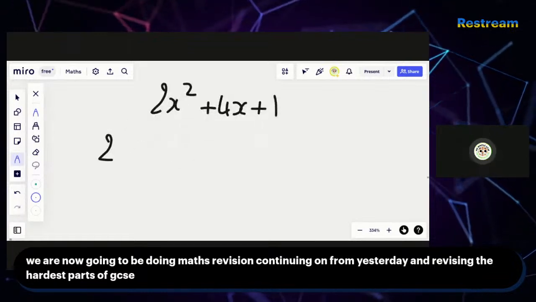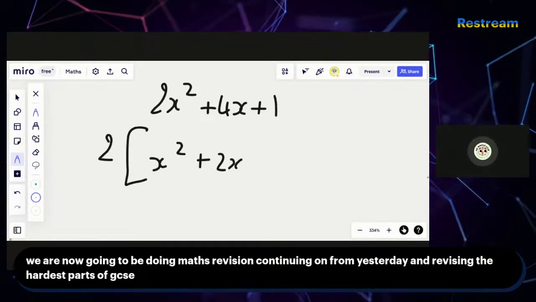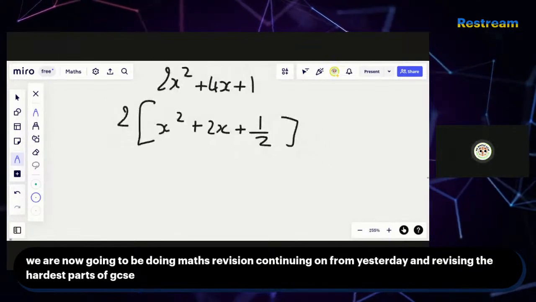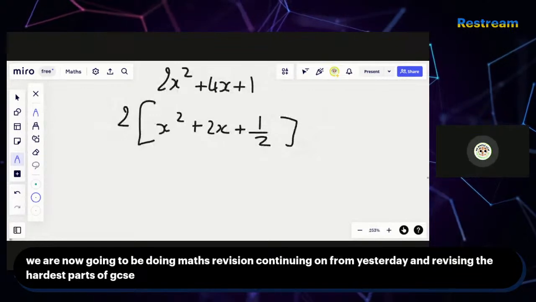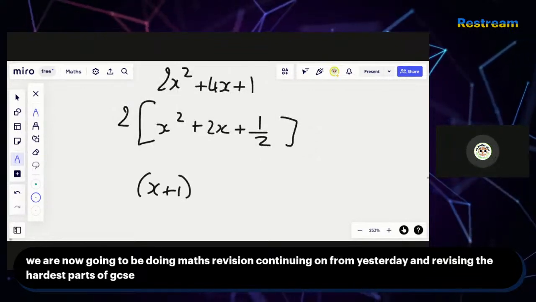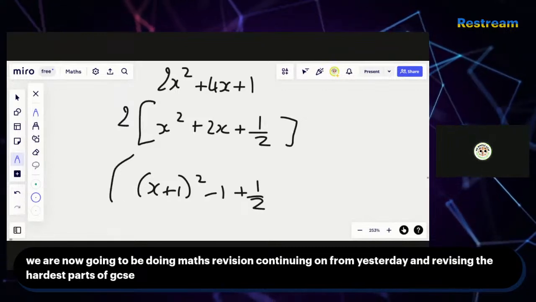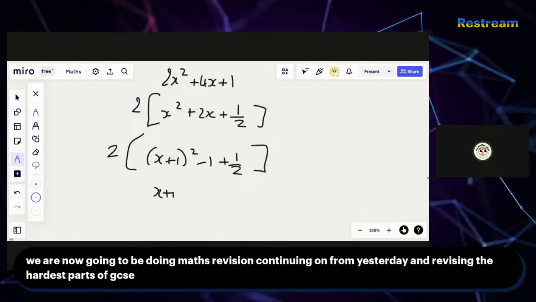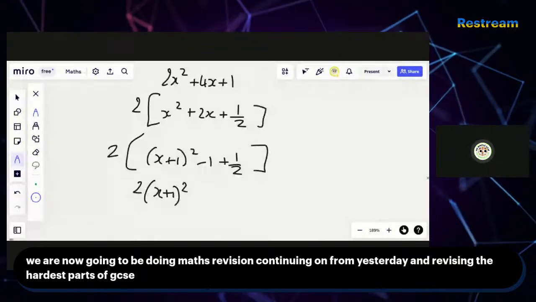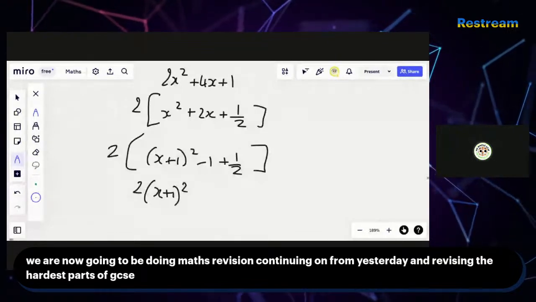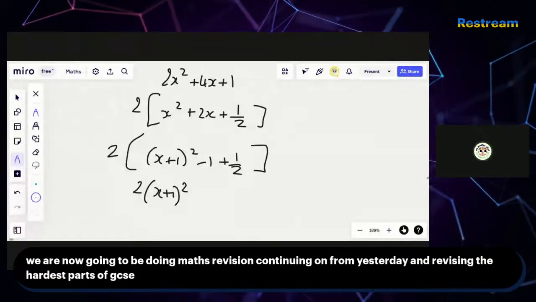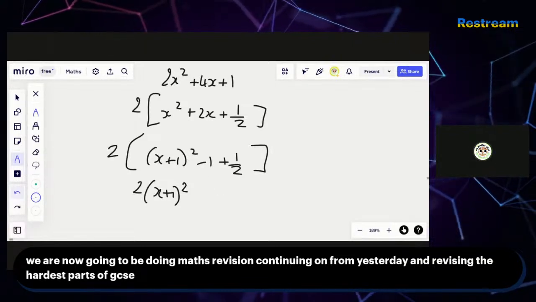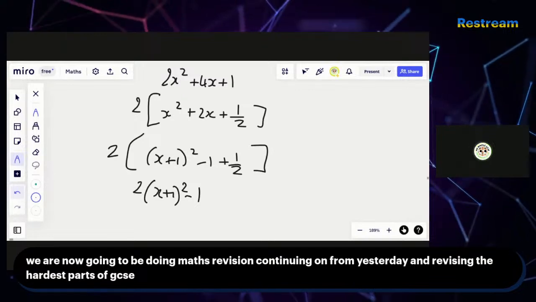Now what we do here is we take the 2 out. We do x squared plus 2x plus a half and leave it as a fraction. Don't put this in decimal form because it's much easier in the long run. So now what you would do is you would just complete the square as normal. So x plus 1 squared minus 1 plus a half, multiplied by 2. So minus 1 plus half is minus 3 over 2. Oh, no. It's minus half. So 2 times minus half is minus 1. And that should be your answer.